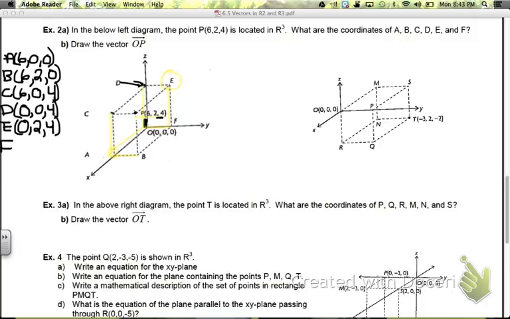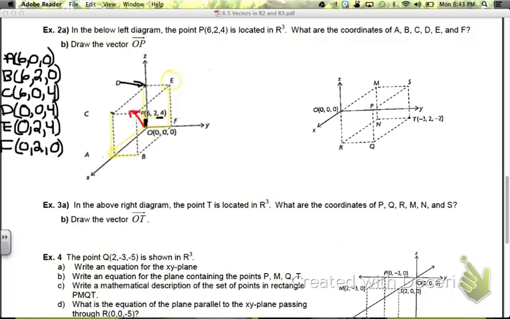And F. Now to get to F from my origin, the only thing I need to do is move on my y-axis 2 units. So at 0, 2, 0. And then our last step for this example, we want to draw our vector OP. So when we want to draw the vector OP, we start at our origin and we go up to P. Okay, so that is our vector OP.